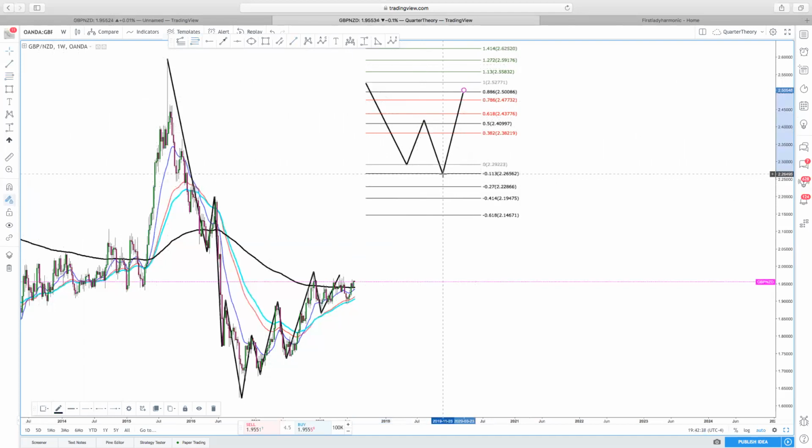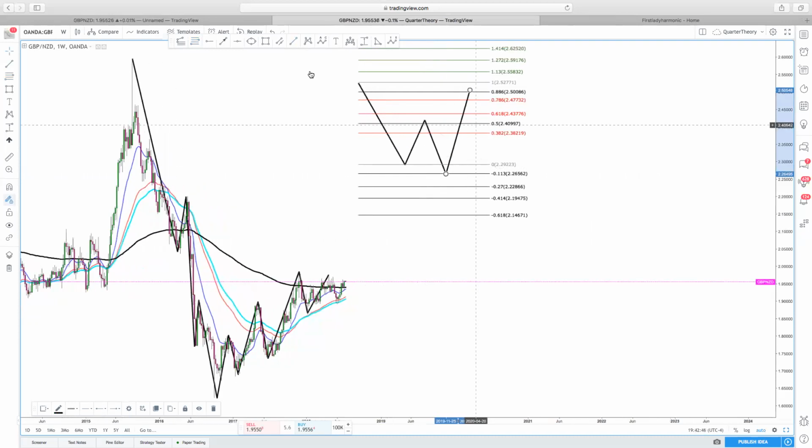Right? So we have a 113, and now our D point is going to be an 886. So that's what we're looking at right here. We need an actual Fibonacci confluence, which is either going to give us a Fibonacci cluster or a PRZ zone.